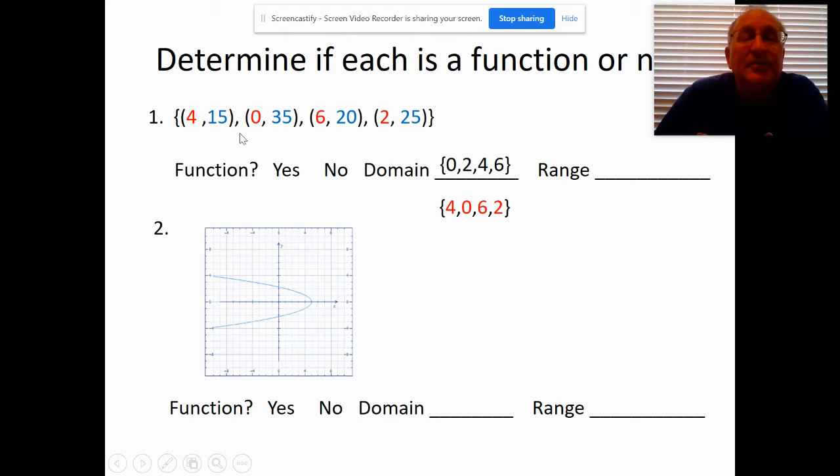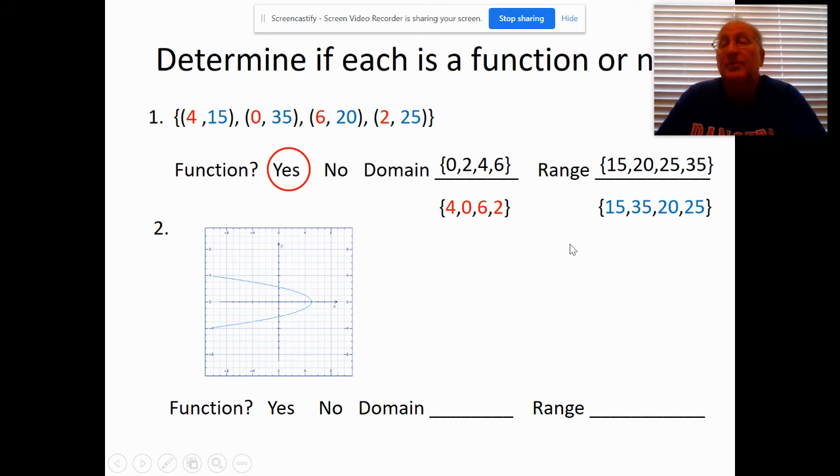And notice, if none of the x's repeat, it doesn't even matter about the y's, and it goes to a y, it does make it a function. So this one is a function, and the range would be all the numbers in blue, which would be the 15, 35, 20, and 25, but I would write them in order for a range. This would be my domain, and this would be my range.